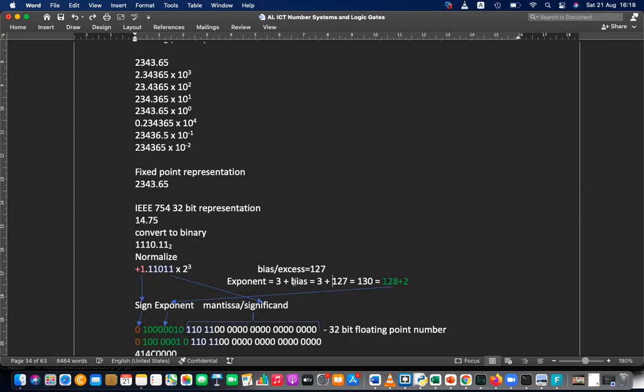3 is the power. 3 plus 127 is 130. 130 you can break down as 128 plus 2. So you can write 1 and another 1 here, 128 plus 2. Then this is the power part. Then the remaining decimal part, that is 11011. And to make it 32-bit, you will add zeros.